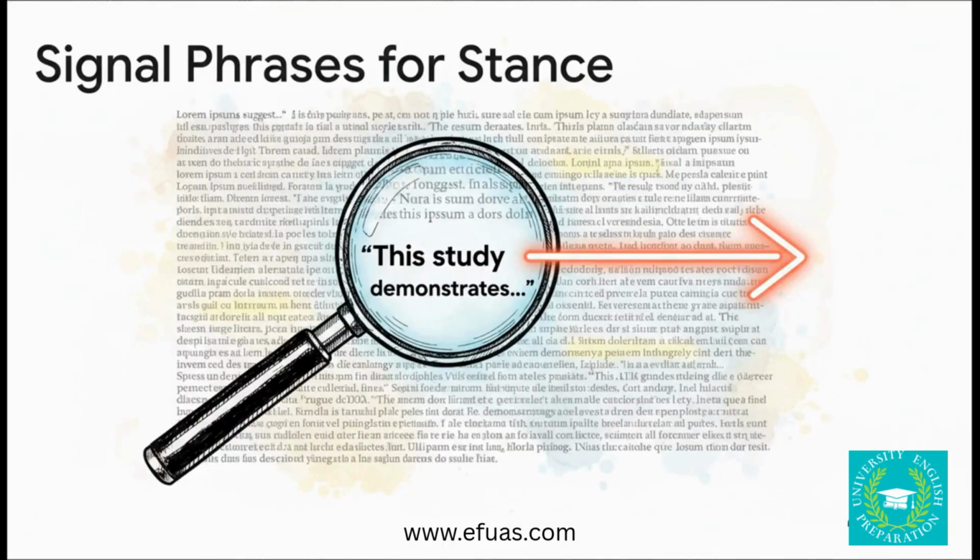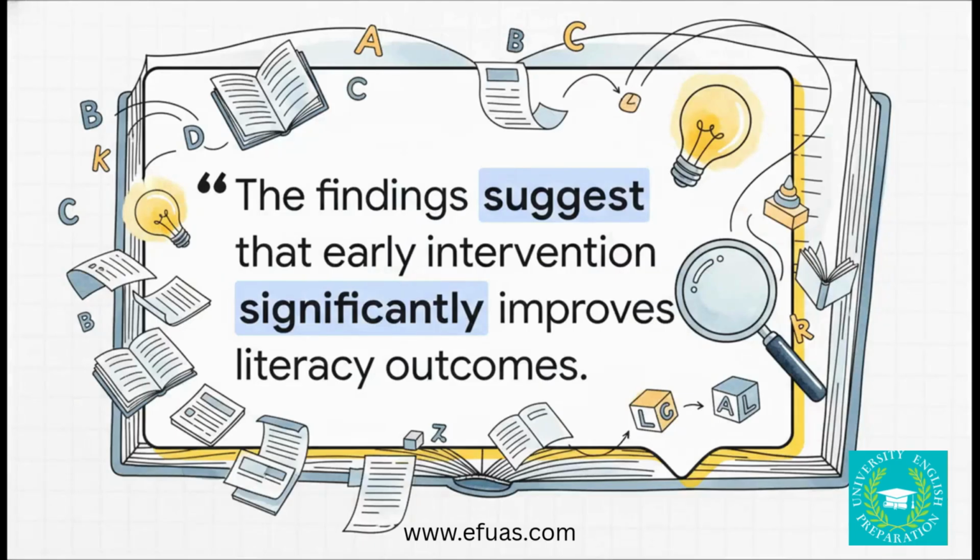And the good news? Academics leave clues all over the place. You want to look for these signal phrases. When you see stuff like suggests, demonstrates, or we argue that, it's like a giant neon sign pointing right at the author's stance. Look at this example here. See that phrase, the findings suggest? That's the tell. The author isn't just stating a fact. They're making an interpretation. They're making a claim based on their findings, that early intervention helps with literacy.